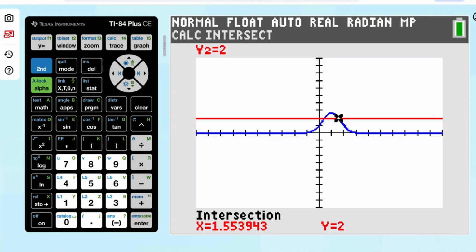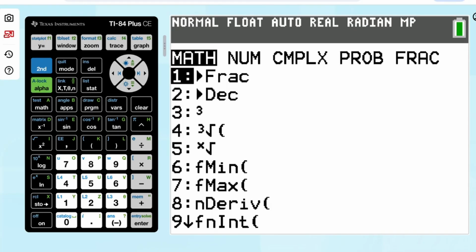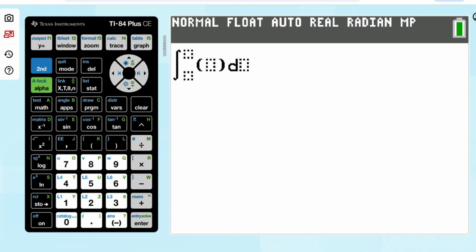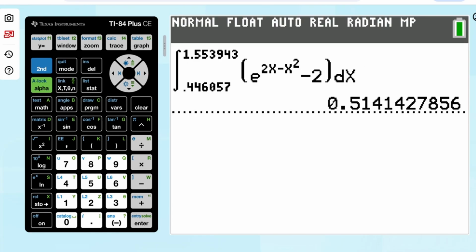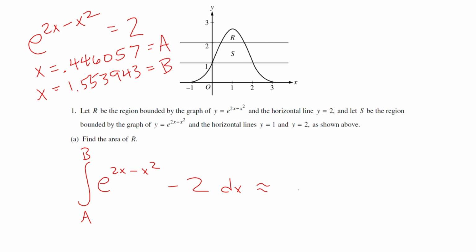So we're going to go to our graphing calculator here. We'll hit second quit to go out of there. Math option 9 gives us that integral. We're going from the first intersection point, which was 0.446057, to our second intersection point, which was 1.553943. And it was just our upper function of e to the 2x minus x squared, and then minus our second function, which was just 2, dx. And that gives us 0.514 when we round. So we'll just say 0.514. There's our final answer for part A.